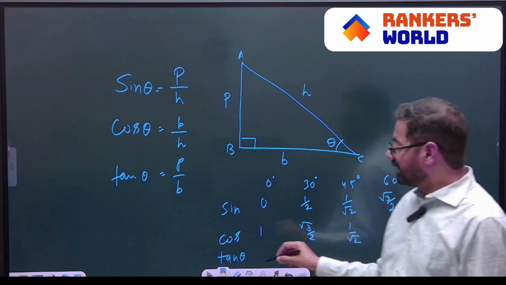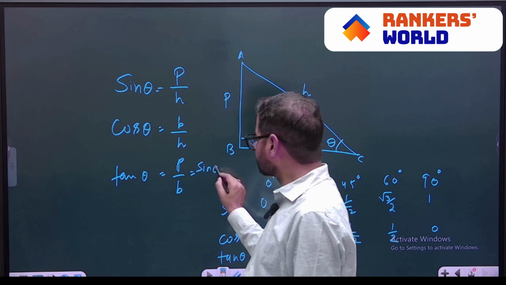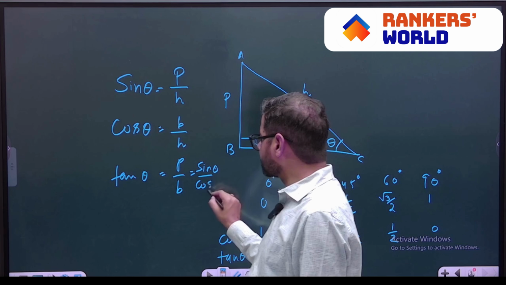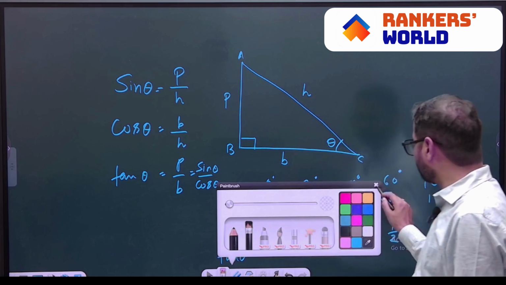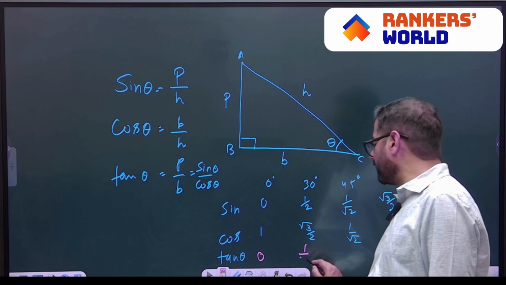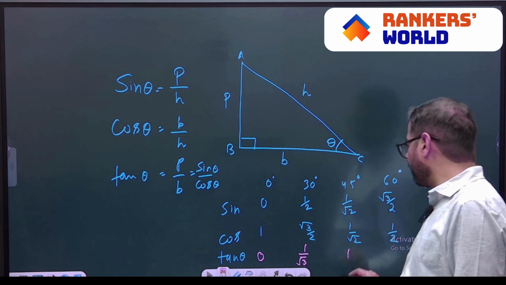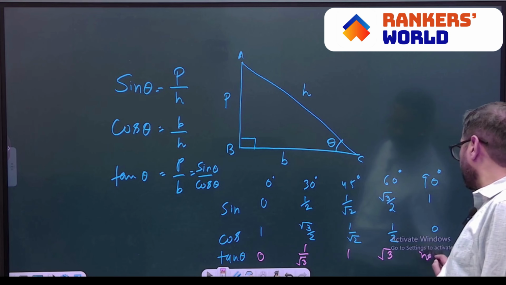Tan is nothing but sine divided by cos. Sine theta by cos theta is called tan theta. I can put in the values accordingly by dividing. This will become 0. This will become 1 by root 3. This will become 1. This will become root 3. And this is called not defined.